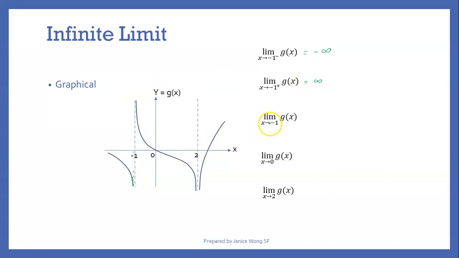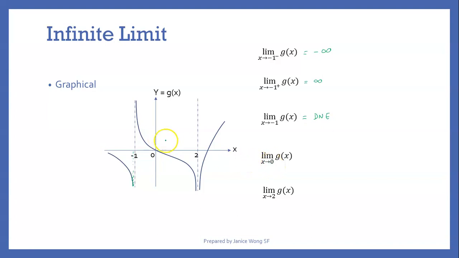What about the limit for g(x) when x approaching -1? This is a two-sided limit. We have to check the two one-sided limits. Negative infinity and positive infinity, one positive, one negative, different approaches, so DNE.